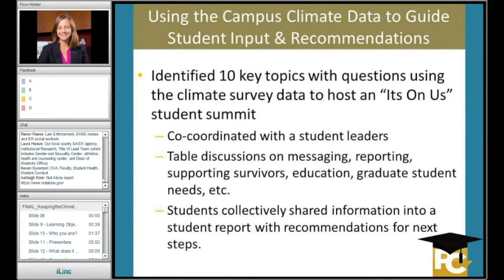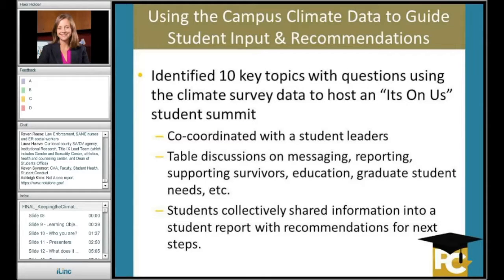Then what we did was take the data from the climate survey, and because I was one of the co-PIs, I'd been working on the data, so I know this can't apply to everybody, but there are different ways you could do this. What I found useful, instead of doing focus groups, was to take some of the data and findings and identify about 9 to 10 different categories of topics to talk with students. And we hosted an It's On Us Student Leadership Summit.